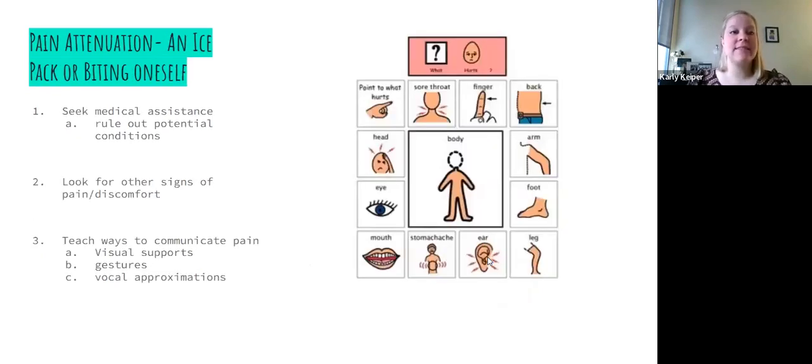And the last function that we're going to talk about today is pain attenuation. That is something hurts. Something hurts really bad. And an adaptive way of doing that might be putting ice, right? If my elbow hurts, I've banged it up against something and I have a really bad bruise.